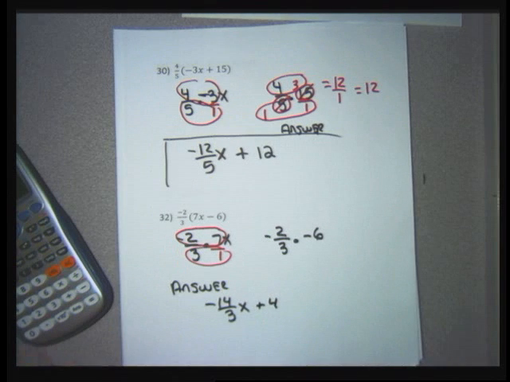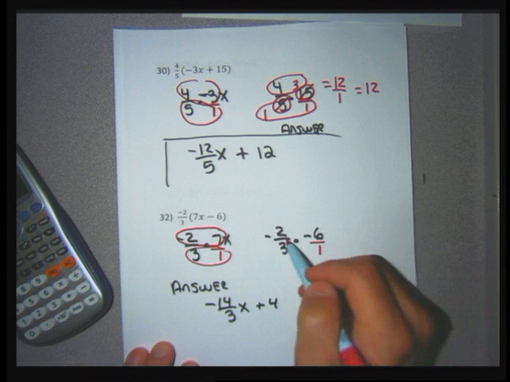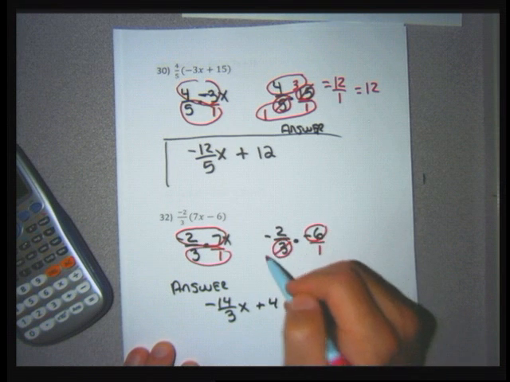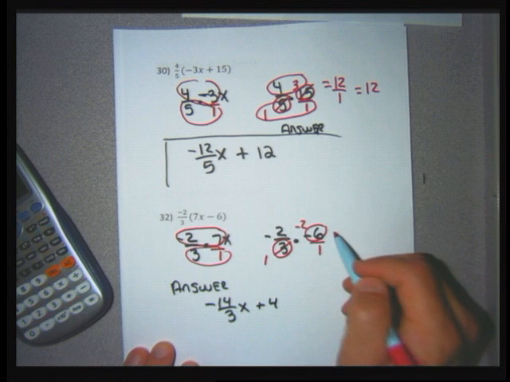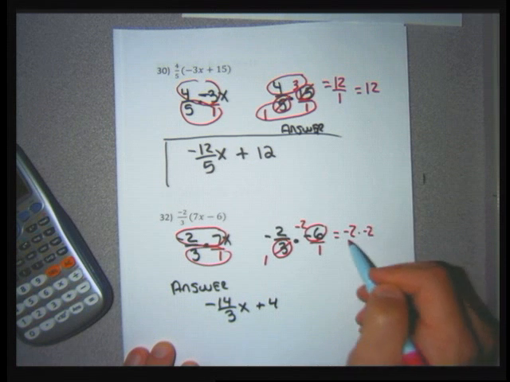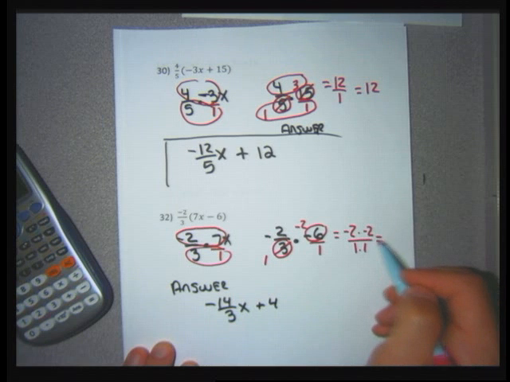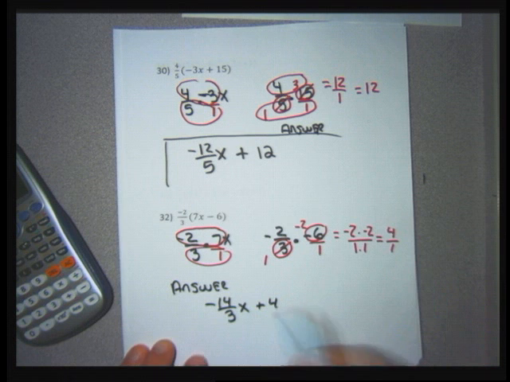If I was doing this without my calculator, I'd write the negative 6 over 1. I'd cancel the 3 with the negative 6. 3 divided by 3 is 1. Negative 6 divided by 3 is negative 2. Then in the numerator, I'd multiply negative 2 times negative 2. In the denominator, I'd multiply 1 times 1. The negative 2 times negative 2 gives me a positive 4. The 1 times 1 gives me 1, and 4 over 1 is equal to 4.